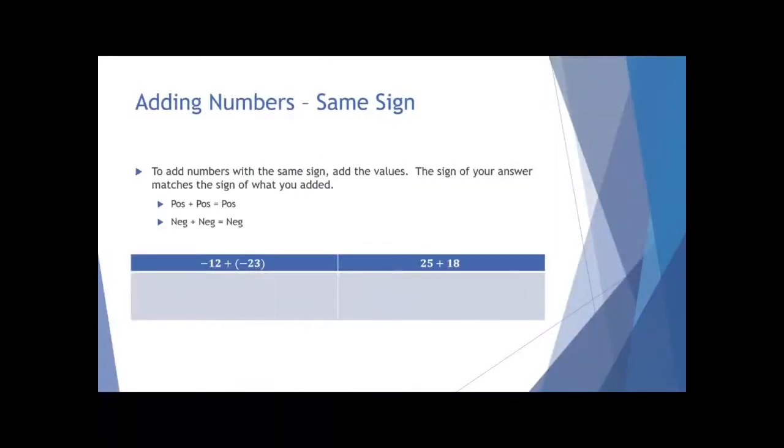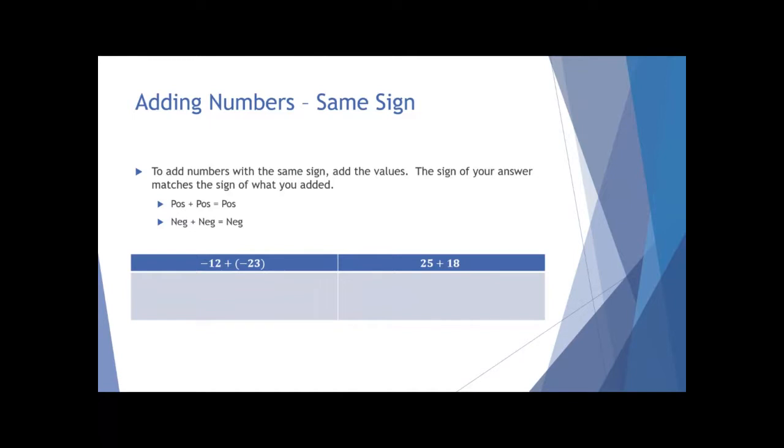So I'm going to just start with adding. We're going to look at adding numbers if we have the same sign. We know how to add positives. You get a positive answer. Likewise, if you add two negatives together, you get a negative answer. So when you add numbers with the same sign, you just add the actual values of the numbers, and then your sign matches the sign of what you're adding together. A positive plus a positive is another positive. A negative plus a negative is another negative.